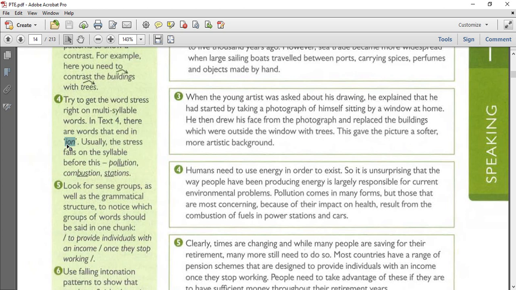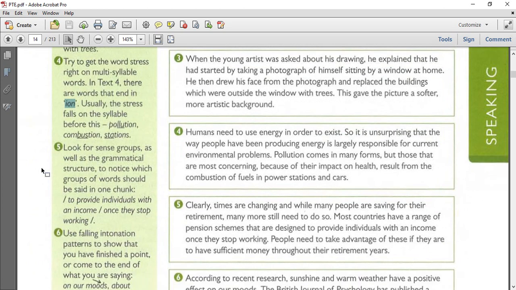Now let's go to tip number 5. Look for sense groups as well as grammatical structure to notice which groups of words should be said in one chunk. Let's say, to provide individuals with an income once they stop working. So for the 5th tip, it just wants us to group all the sentence that is supposed to be one sentence with grammatical structure as well as sense groups.